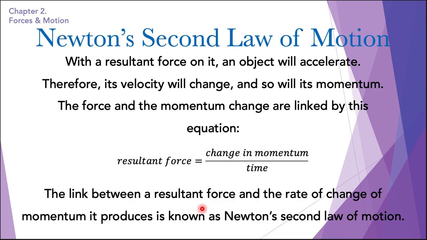So the link between a resultant force and the rate of change of momentum it produces is known as Newton's second law of motion. Newton's second law of motion also states that with the resultant force on it, an object will accelerate. But it also states that when the velocity changes, the momentum also changes. And the change of momentum and velocity is linked by this equation: resultant force is equal to change in momentum upon time.